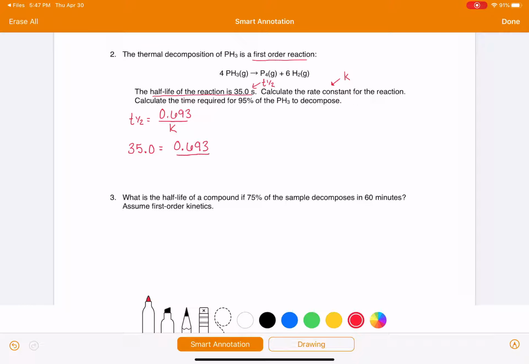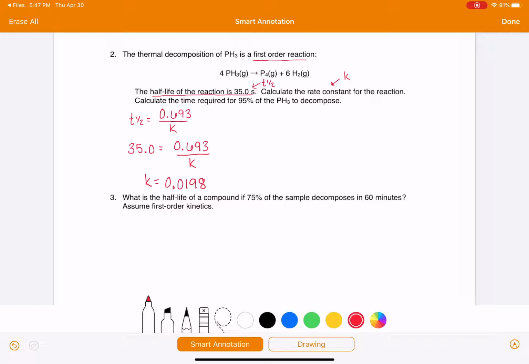And you've got to be a little bit careful here with your algebra because, like I said, you're solving for something down in the bottom. So this is going to be 0.693 divided by 35. k is 0.0198. Look at me not caring about units.